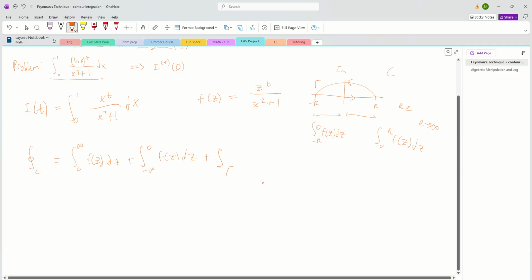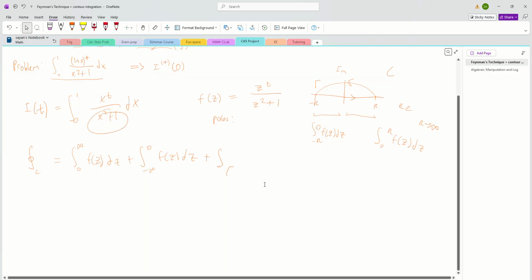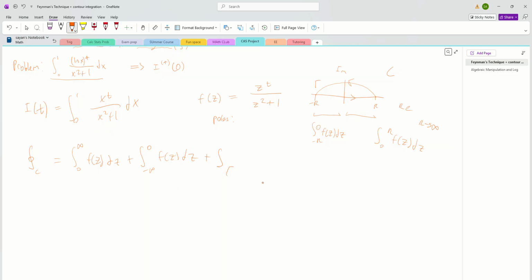Then the last thing we need to do is consider the poles. So what are poles? Poles are basically what make the function blow up to infinity. So in our case, it's whatever's going to make the denominator equal to 0. And so if we set x squared plus 1 equal to 0, we're going to get plus or minus i. So i is here, negative i is there. Negative i is outside of our contour.